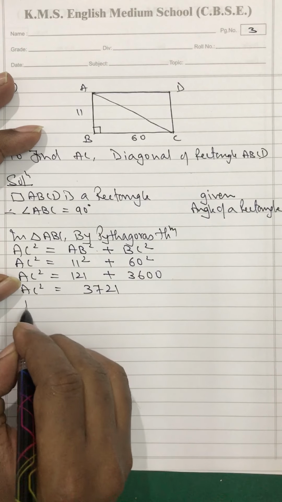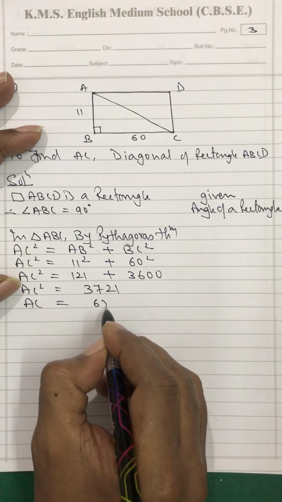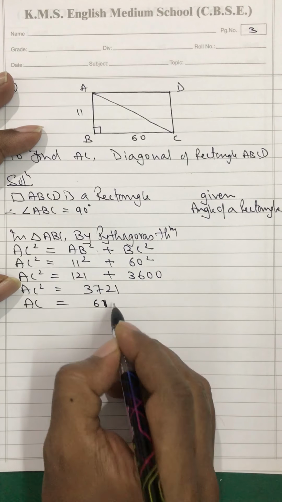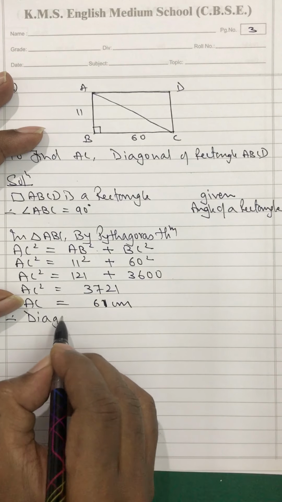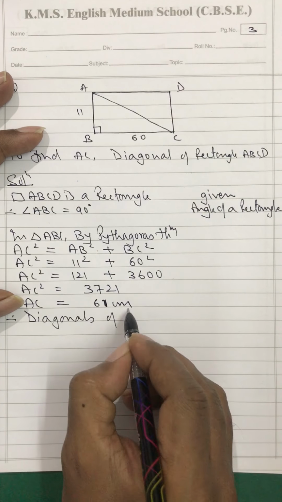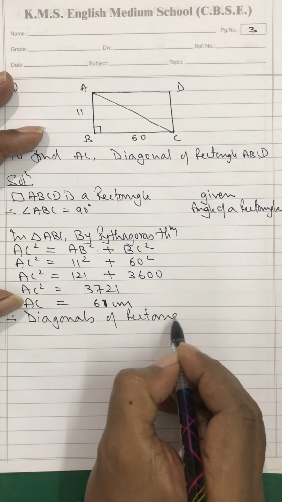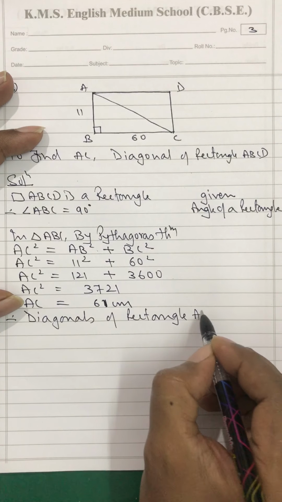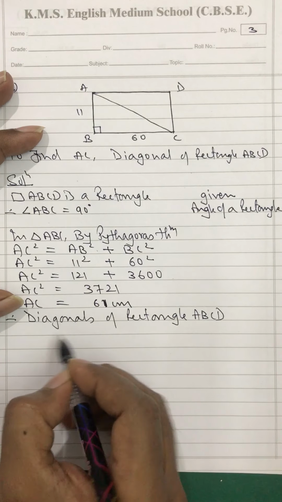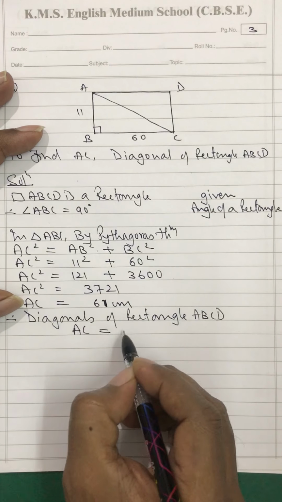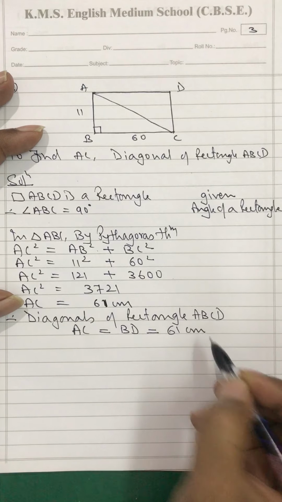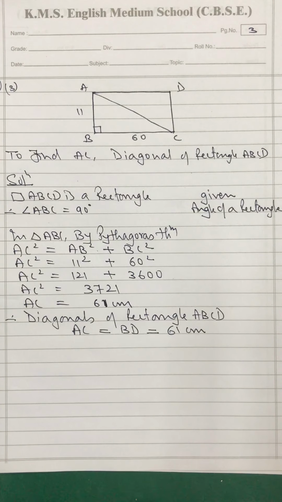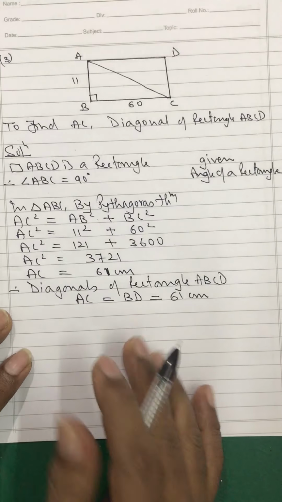You will get AC is equal to 61 centimeter. Therefore, diagonals of rectangle ABCD, that is AC, is equal to BD is equal to 61 centimeter. Okay, here actually one more reason is expected.